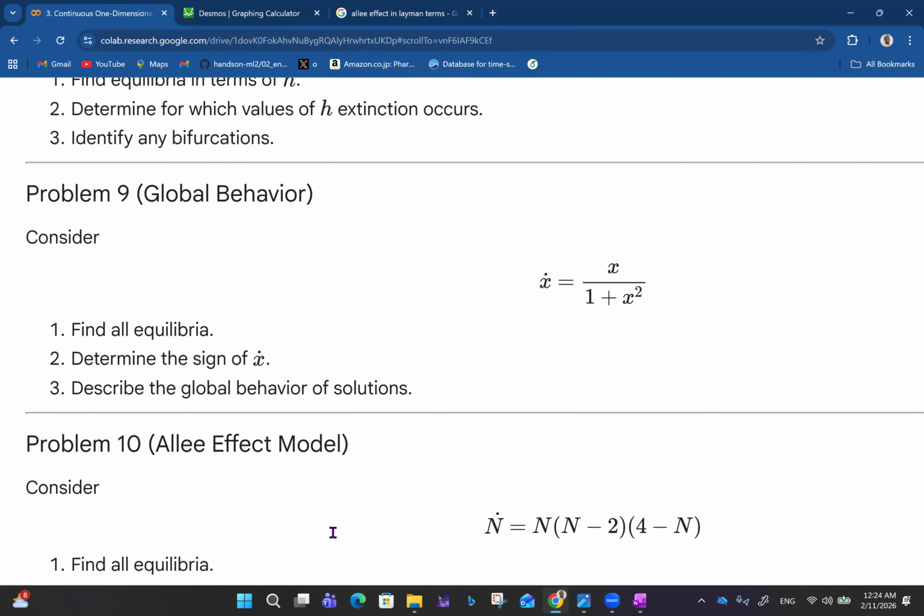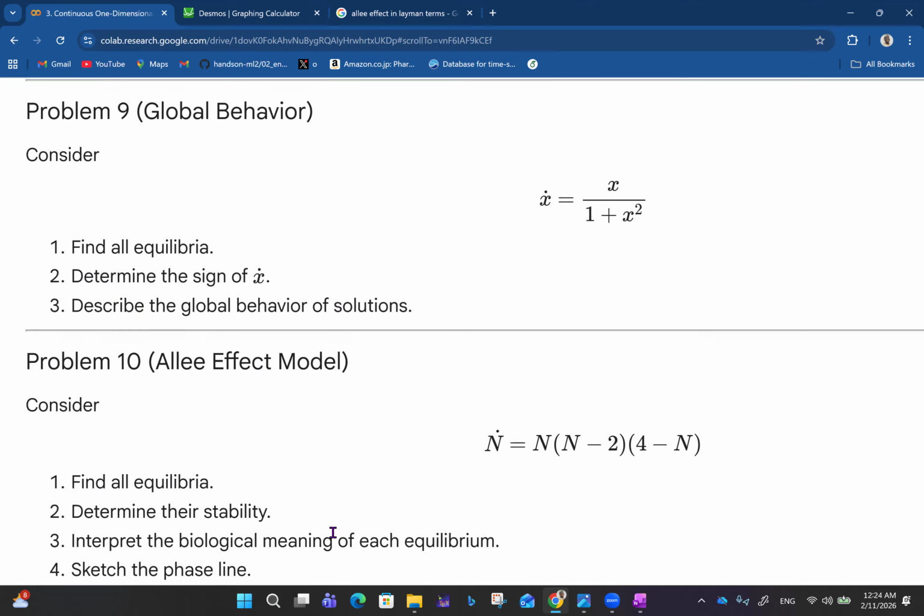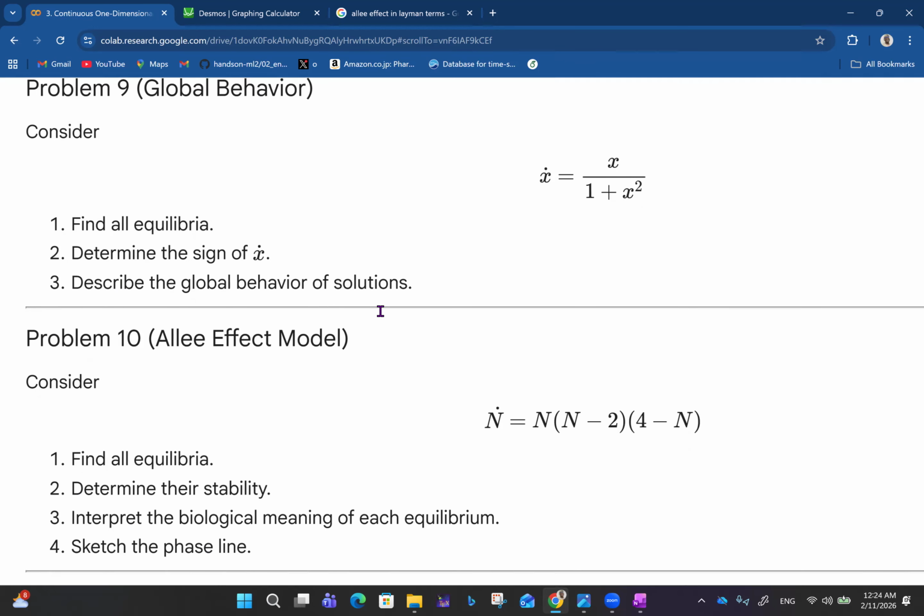So, and then we have 9 and 10 now. Global behavior. Find all equilibria by setting x dot equal to 0, of course, and find all the values of x. Determine the sign of x dot. So you are going to find the overall sign of this whole thing. Then describe the global behavior of solutions.